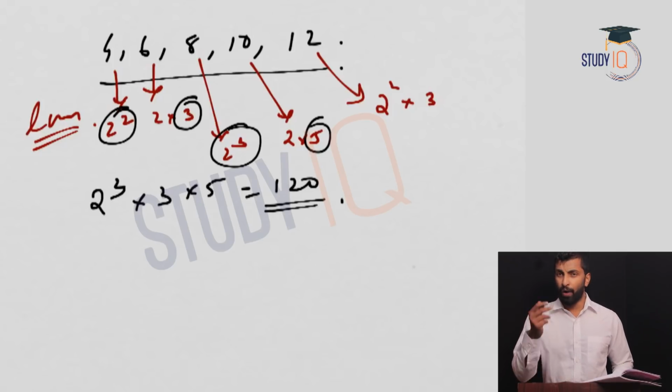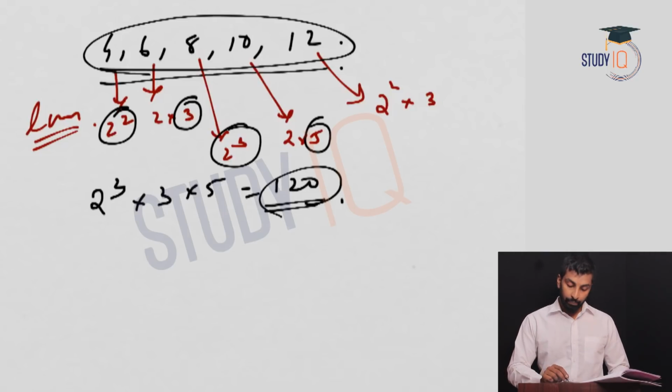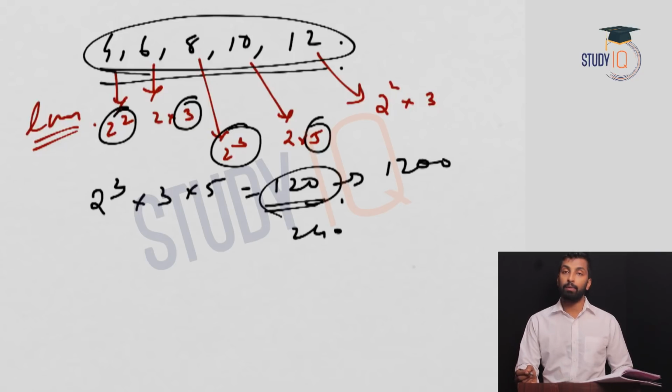What does this mean? 120 is the smallest number which is divisible by all these numbers. But what is asked is not the smallest number, but the highest number with a limit. The limit is 2000. Less than 2000, what is the highest number? Otherwise, if 120 is divisible, 240 will be divisible. If 120 is divisible, 1200 will be divisible.